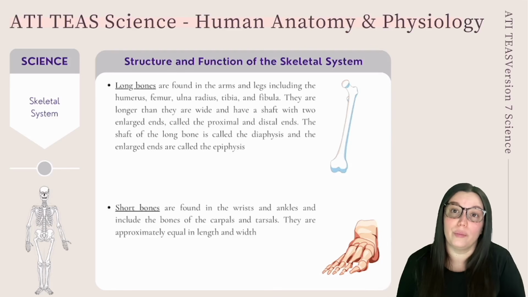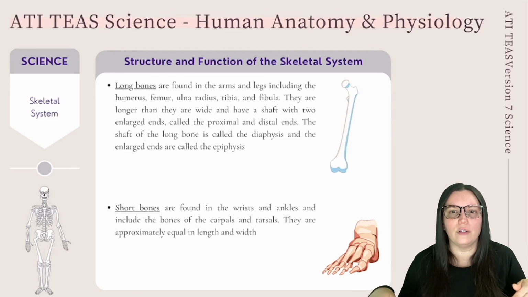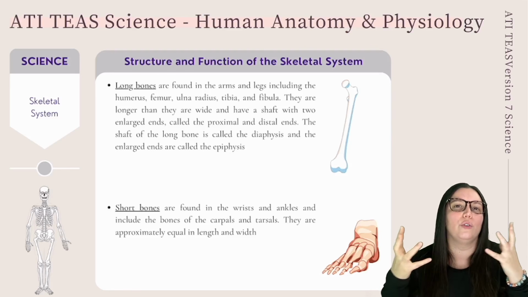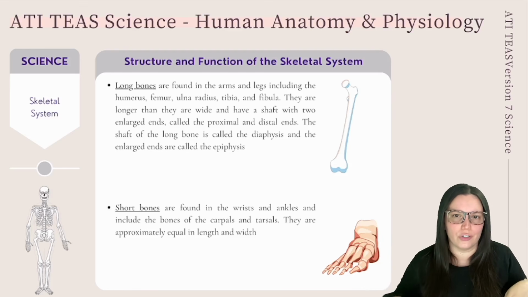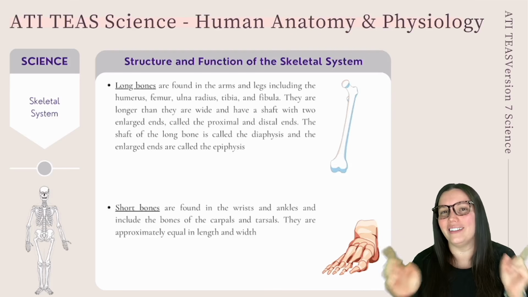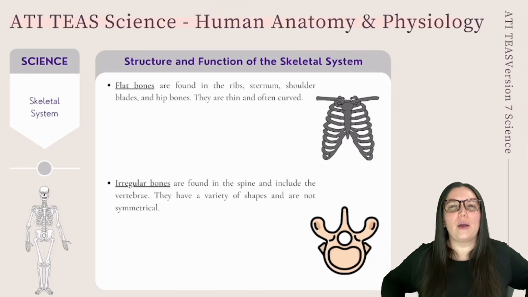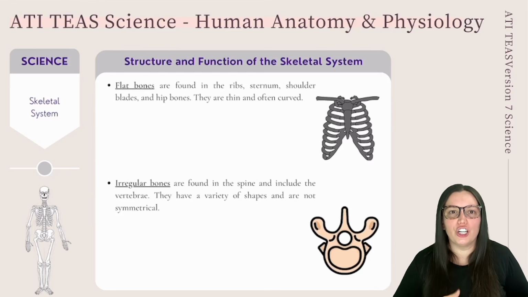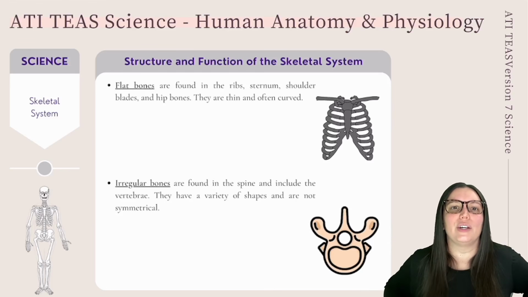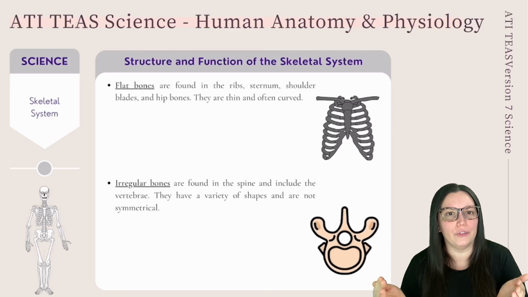Next, we have short bones, and these are bones that are usually found in our wrists as well as our ankles, and these bones usually include our carpals and our tarsals. They are approximately equal in length as well as width. So we have flat bones, and these bones are usually found within our ribs, our sternum, our shoulder blades, as well as our hip bones, and these are usually thin and often curved.